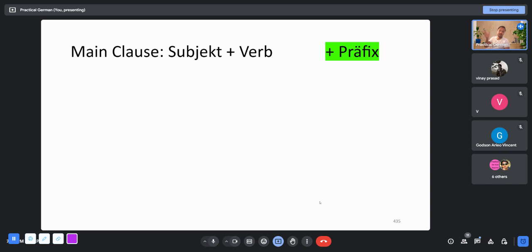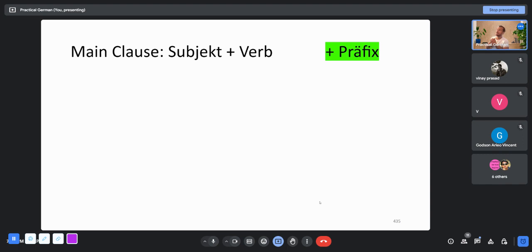What is a main clause? The main clause is where the sentence starts. A subordinate clause will be like, for example, I am learning German because I want to get a higher salary. So I am learning German is the main clause. Whatever comes after because is the subordinate clause. Okay? I think you understand what a main clause and subordinate clause is.